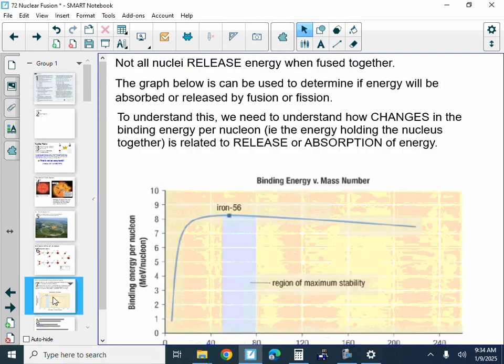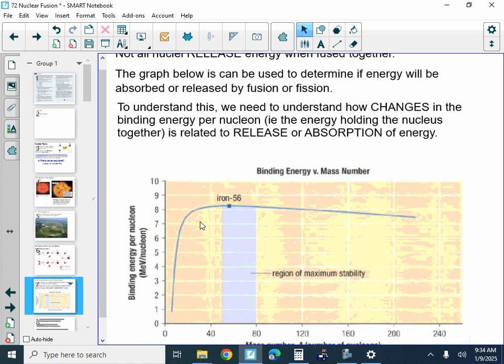Nuclear fusion, right? So not all nuclei, not all atoms can release energy when they're fused together. Not all can release energy when they're split apart either, right? So this graph below is your classic binding energy versus mass number graph, and it is critical to understanding how energy is released or absorbed when nuclear reactions happen. So usually we think of it as releasing energy, of course, right? Because that's the whole point of nuclear knowledge: ways, sources of energy, releasing energy, either to create electricity or to blow stuff up, right?